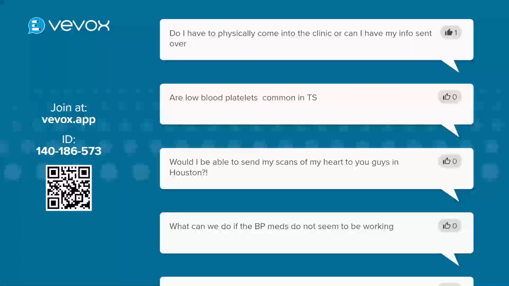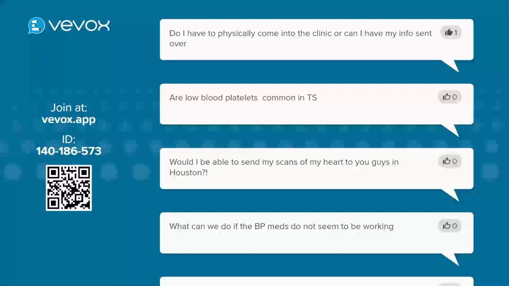Would I be able to send scans to you guys in Houston? Yes, you can send them. I'm happy to do a consult with you, but understand that if I don't see you and examine you, the information that you get will not be as thorough or precise as what you would get from your own doctor. But sometimes I'm willing to help or talk to your doctors if they're not familiar with Turner syndrome.